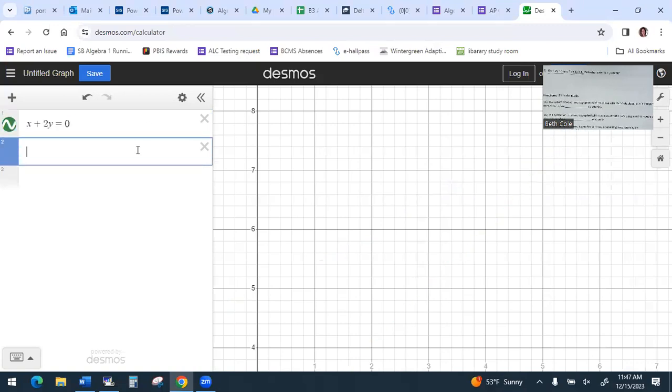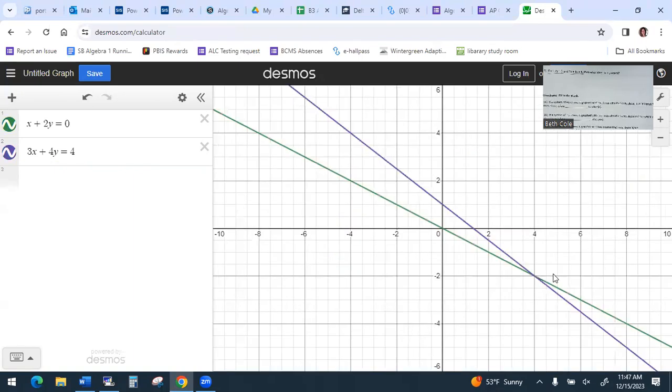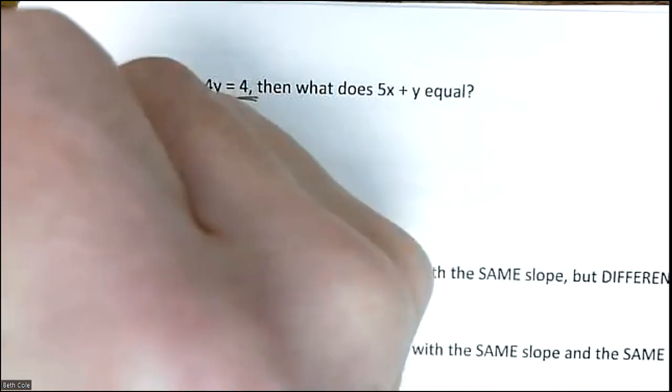All right, look it. Are you watching? All I need you to do is watch. 3x plus 4y equals 4. I'm going to hit home because I lost where I'm at here. All right, intersection. That's what you want to write down on your paper. Do you see that? 4 comma negative 2, or x equals 4, y equals negative 2.